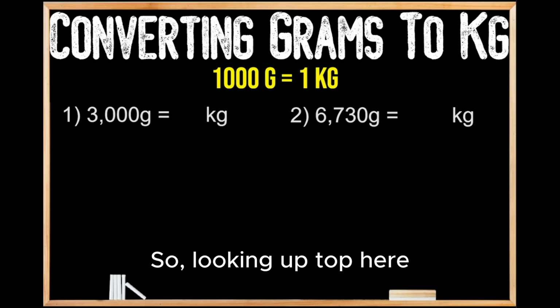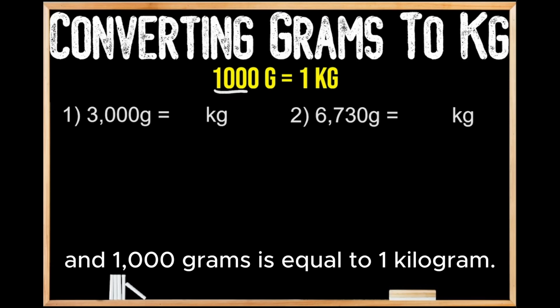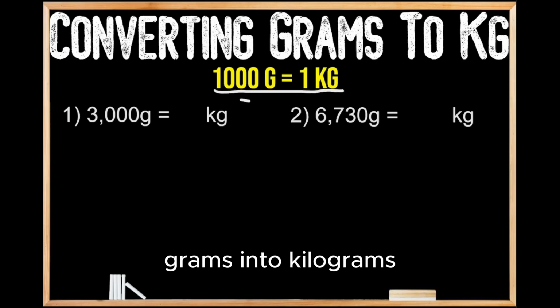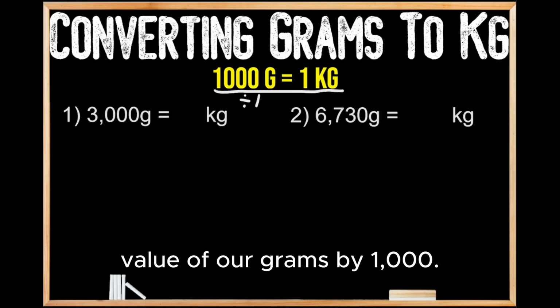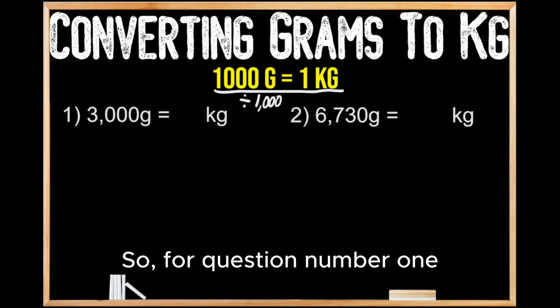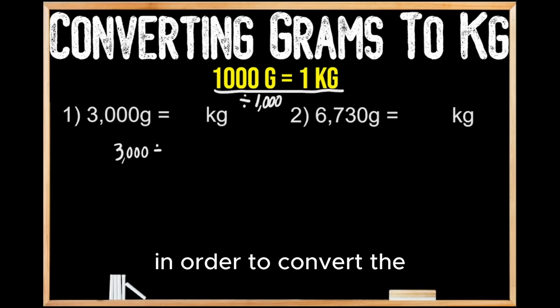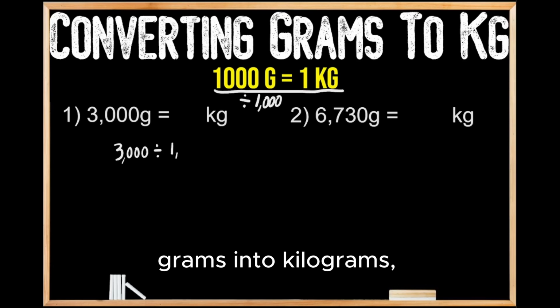So looking up top here, we can see our conversion, and 1,000 grams is equal to 1 kilogram. So when we're converting grams into kilograms, we're going to be dividing the value of our grams by 1,000. So for question number 1, we're going to divide 3,000 by 1,000 in order to convert the grams into kilograms.